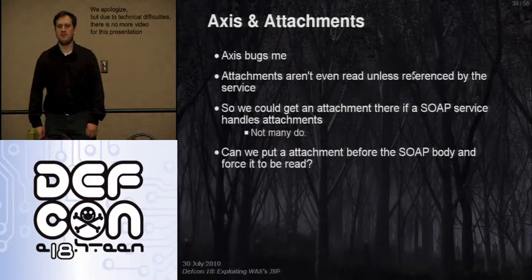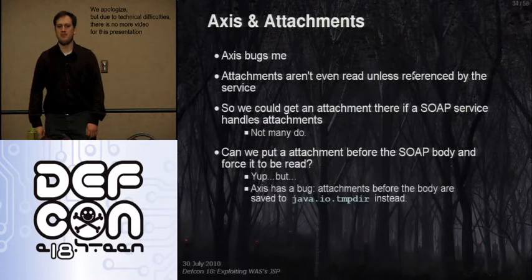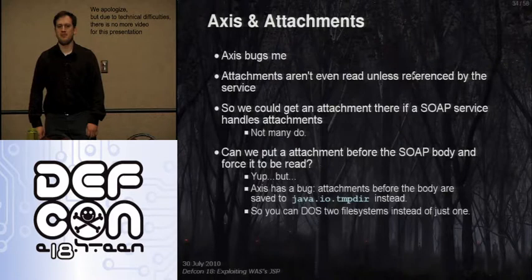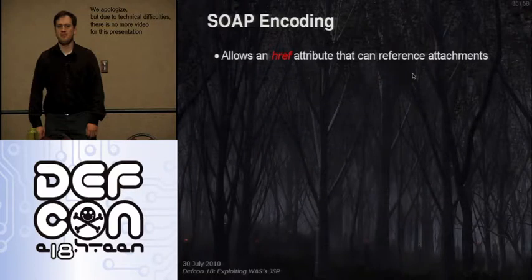So it occurred to me, well, what happens if you have a series of MIME attachments, and instead of putting the SOAP body first, like everybody does, we put our attachment before the SOAP body, so that our attachment has to be read before it reads the actual SOAP message? Well, it turns out that actually works, but there's this other little bug in Axis, the way it handles thread local variables, that if you do that, it actually saves it to another file system directory, specifically your temp directory for Java IO, which is usually /tmp on Unix machines. So great, we can DoS 2 file systems instead of 1 with Axis, but that doesn't really help us very much. So let's talk about SOAP encoding.